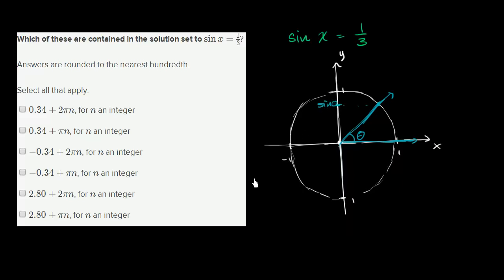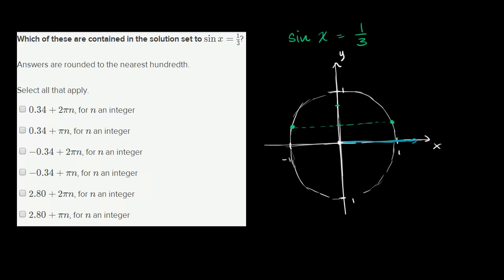So with that review out of the way, let's think about what x values, and we're assuming we're dealing in radians, what x values, if I take the sine of it, are going to give me 1/3. So when does y equal 1/3 along the unit circle? So that's 2/3. 1/3 right over here. We see it equals 1/3 exactly 2 places, here and here.